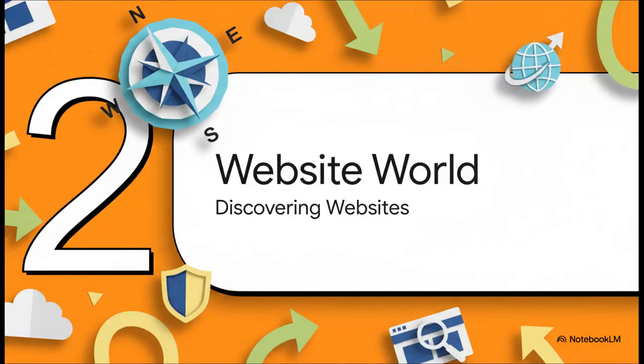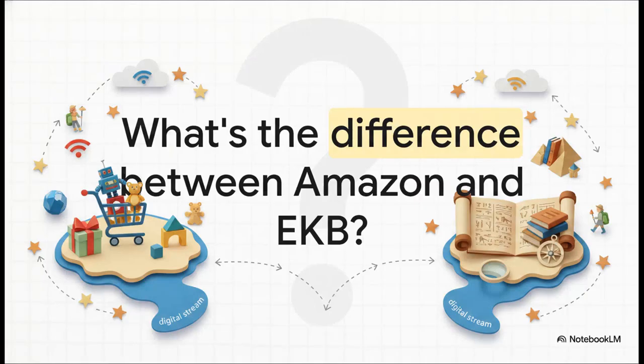Okay, now that we've got the code down, it's time to chart a course and start discovering the website world. As we pull up to these 2 different digital islands, let's play a little guessing game to test your instincts. What do you think is the main difference between shopping for a brand new toy on a website like Amazon and reading a history book on the Egyptian Knowledge Bank? How do these 2 places operate differently?